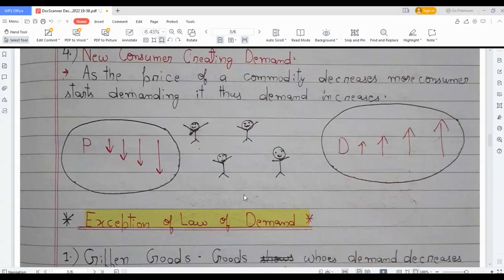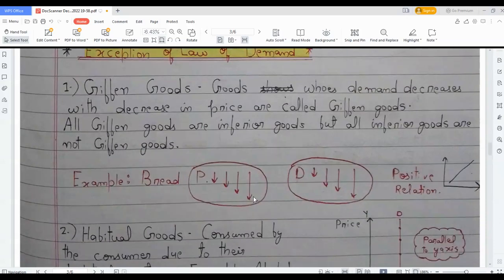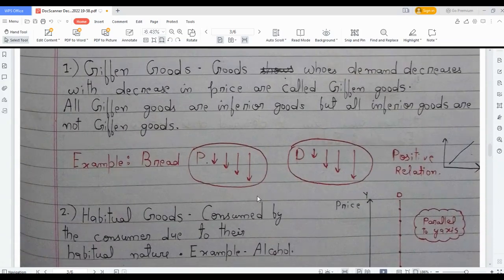Now I will move towards the exceptions. Previously I told that there are some exceptions to the law of demand. I will discuss all these five exceptions. Two or three are not in the syllabus, but I am discussing them anyway. Like Giffen goods, which are not in the syllabus of class 11, but we will discuss this. Giffen goods are those goods whose demand decreases with a decrease in price. Now, there are some goods like bread. The Giffen goods definition was given by Sir Robert Giffen.